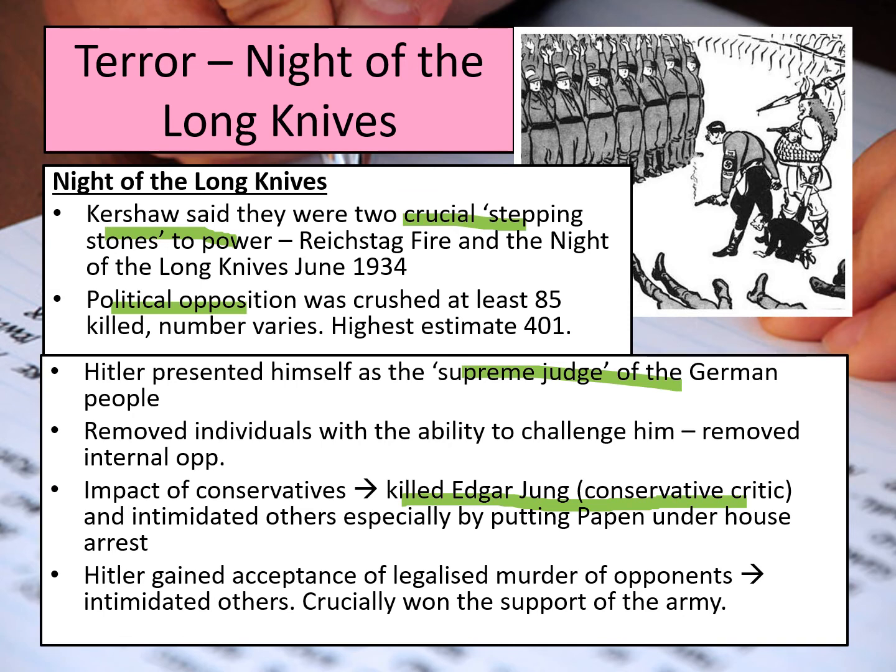So Hitler was able to gain legal acceptance for the murder of these opponents, and obviously it intimidates others. If Hitler's willing to kill members of his own party to consolidate his position, obviously he'd be willing to kill others as well. It's important that you know bits about the Night of the Long Knives.